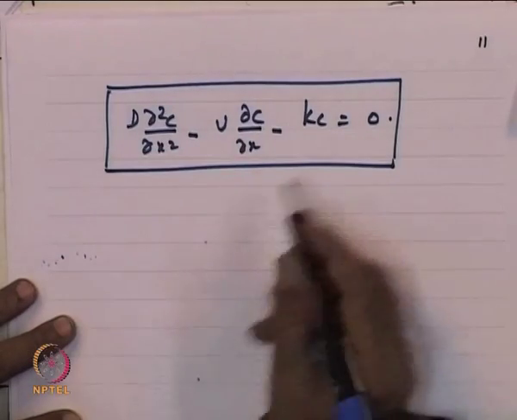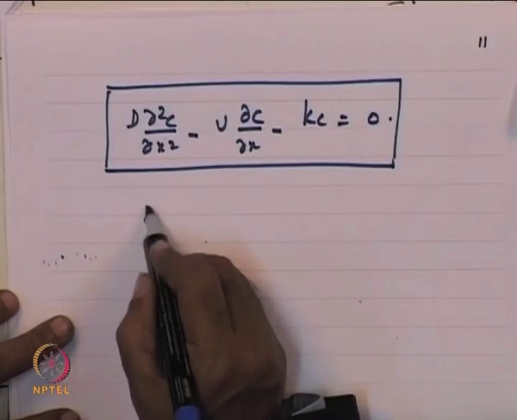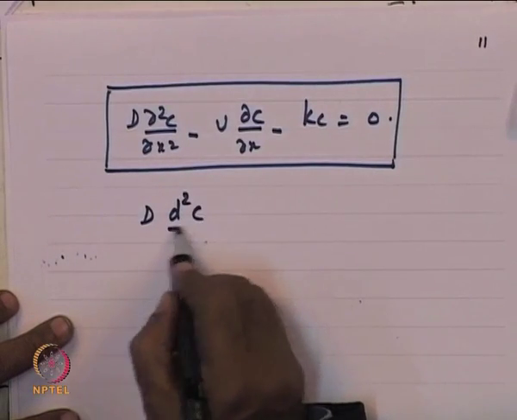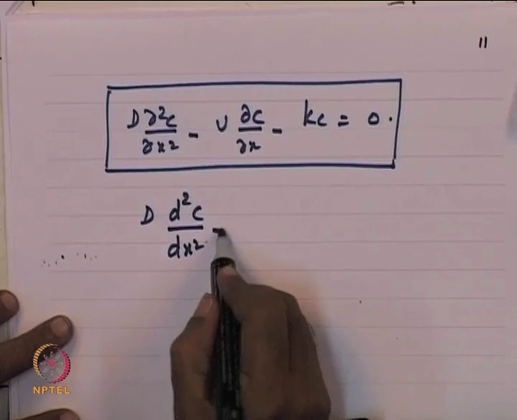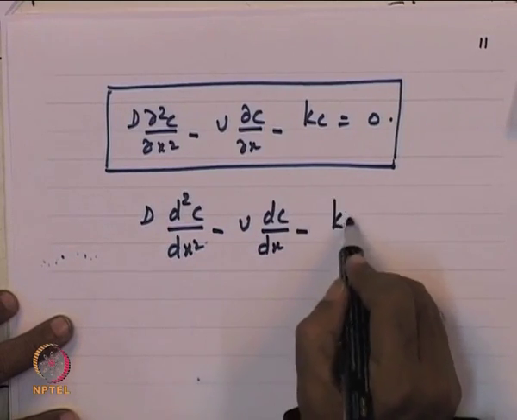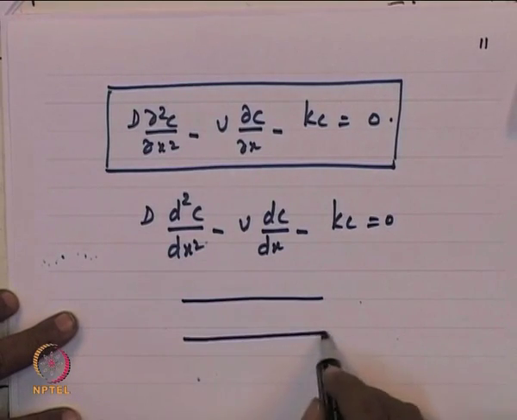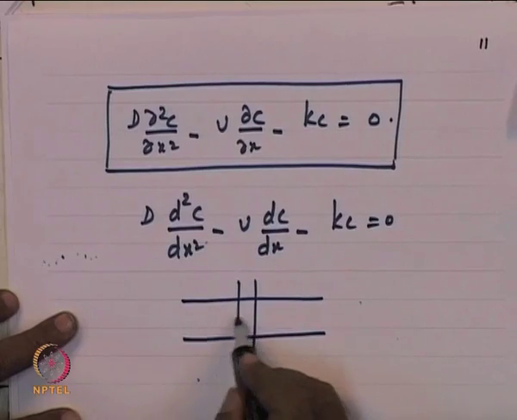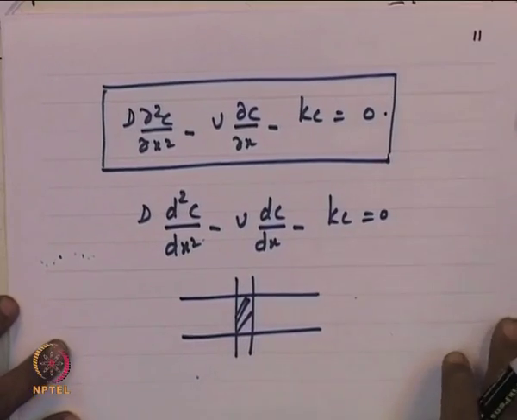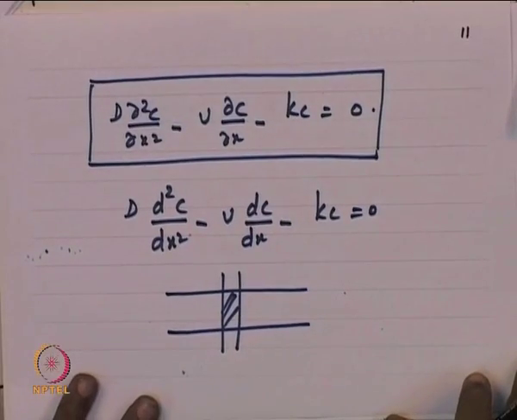Now, since it is a differential equation in only one variable, I will replace this like this: D d²C/dx² − u dC/dx − kC = 0. Okay. Let us look at the system once again. This is our system, and we have taken an element and then written our balances and come to this equation. So, the question is how do we understand the boundary conditions for this problem?